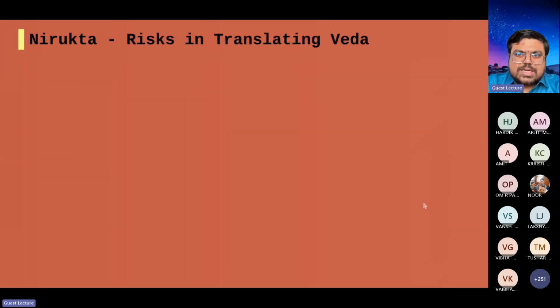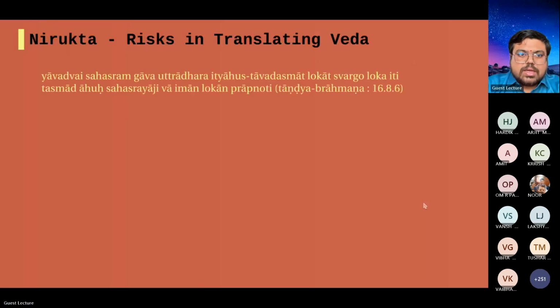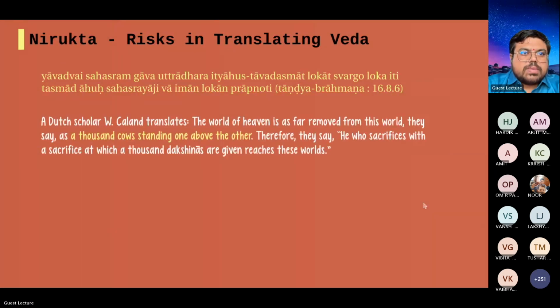What are the risks in translating the Veda without knowing the Nirukta? Let's take this shloka from Tandya Brahmana. Basically, the shloka is: Yavadvai Sahasram Gava Uttaradhara Ityahus, Tavadasmat Lokat Swarko Loka Iti, Tasmad Ahuhu Sahasrayaji Vaiman Lokan Prapnoti.